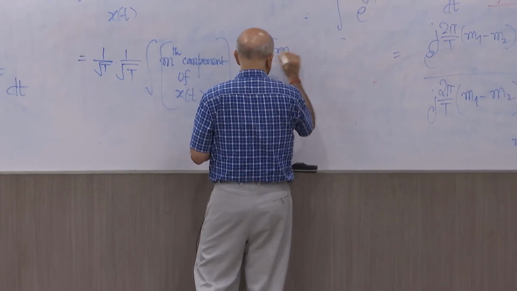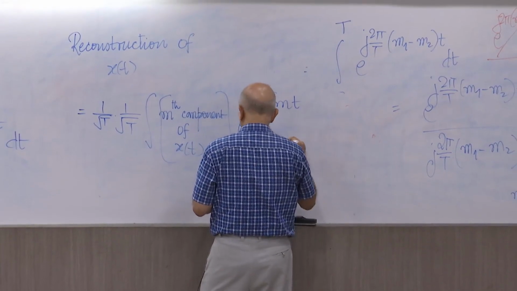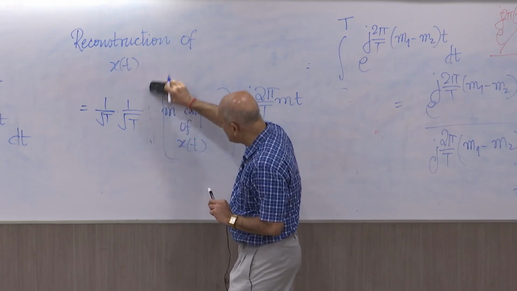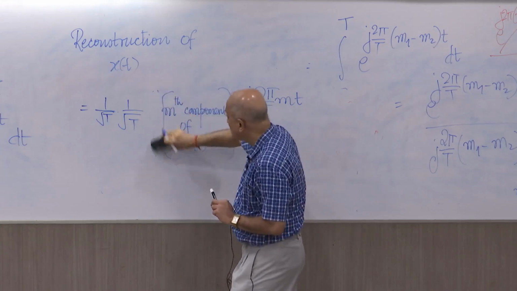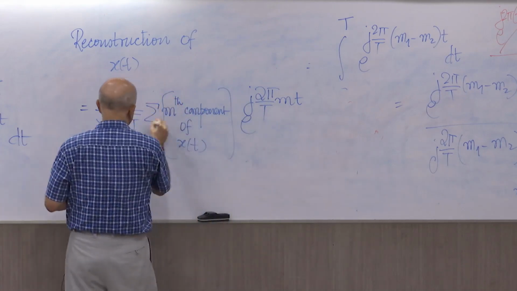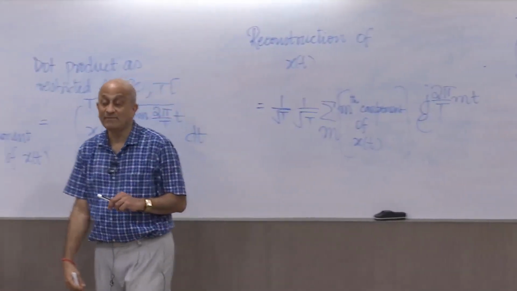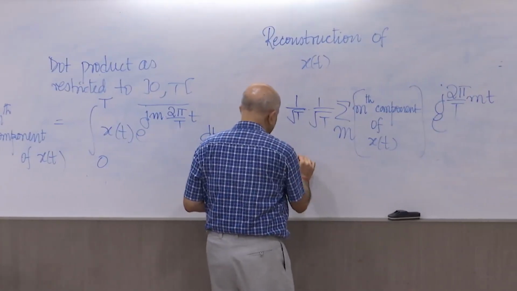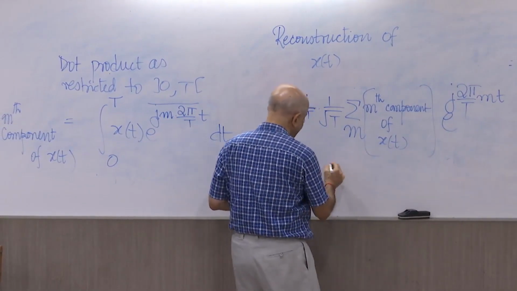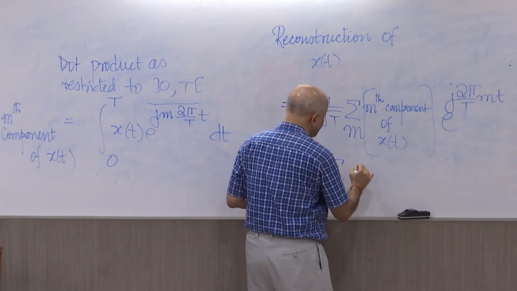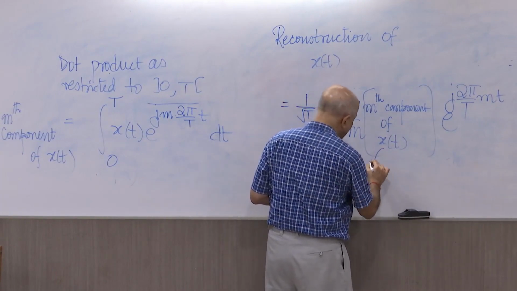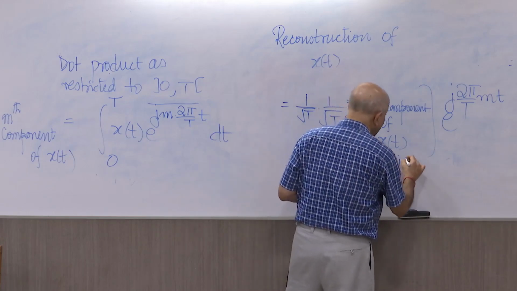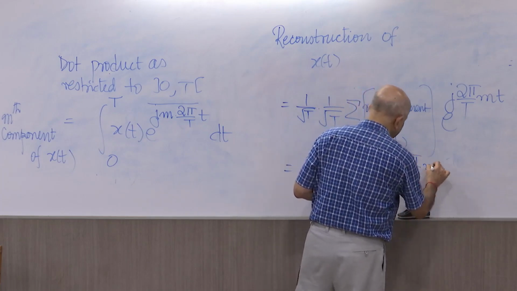Right? By m, t, and now here, you see, you should have, now you don't integrate here because you have only a discrete set, isn't it? You sum over all m, because now you have a discrete set. And this gives you 1 by T times the sum over all m of, you can call the mth component of x(t), let's call it x_m, e raised to the power j 2 pi by T times m t.